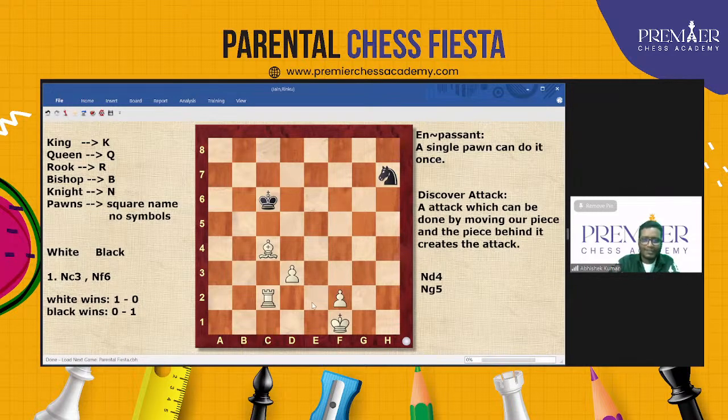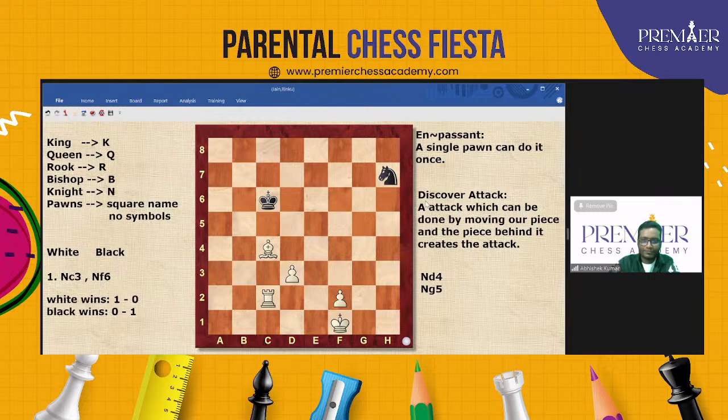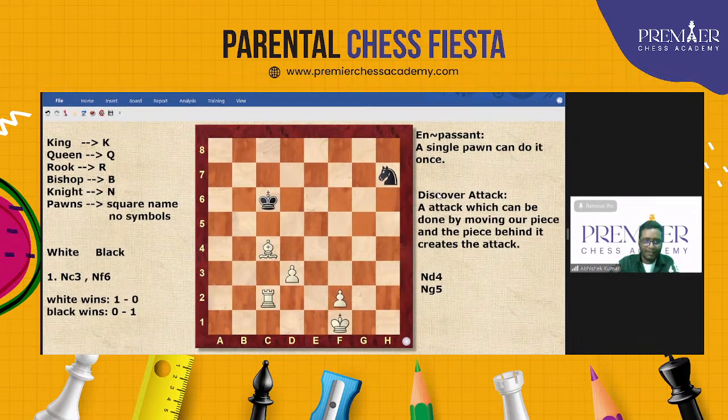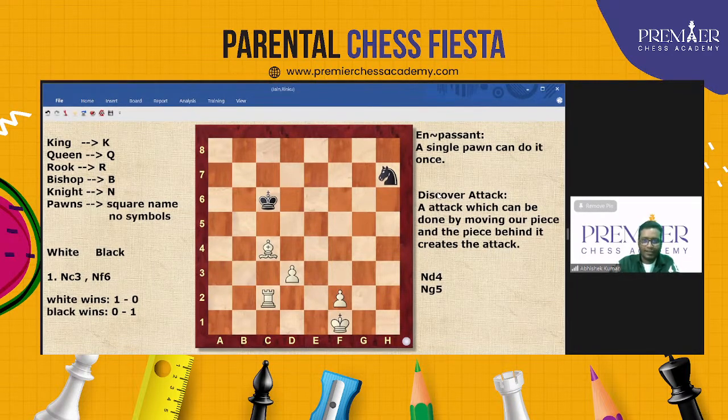We are playing from the white side and we need to do a discover attack. And in that discover attack, it is not necessary that we need to capture the knight or gain an extra piece. It's just a normal discover attack. We need to just do a normal discover attack.